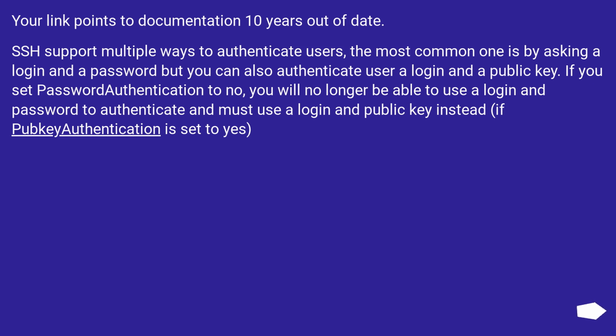Your link points to documentation 10 years out of date. SSH supports multiple ways to authenticate users. The most common one is by asking a login and a password, but you can also authenticate a user with a login and a public key. If you set password authentication to no, you will no longer be able to use a login and password to authenticate and must use a login and public key instead, if pubkey authentication is set to yes.